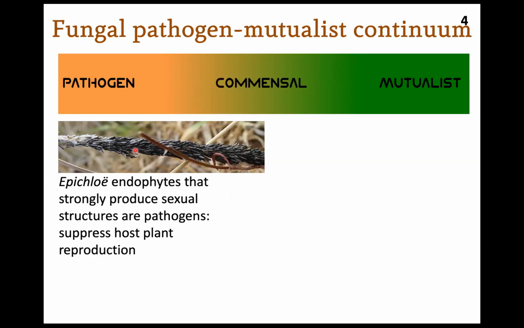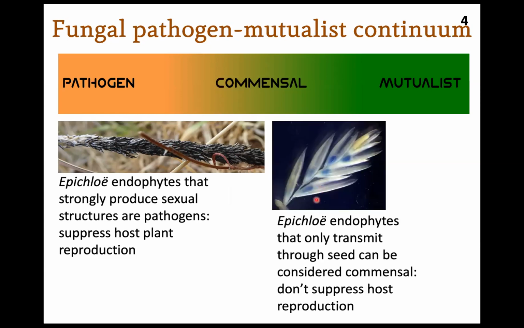So in this sense, you can think of these epicloe endophytes as being pathogens because they're suppressing host plant reproduction. And these are the very strongly sexual species. But we can go down to the asexual species, and these asexual species never produce this effect. They just grow up into the seed, but they never affect the production of seed. They don't suppress host grass reproduction. And so you could consider these to be commensal because they're just growing in the grass and not suppressing the host reproduction. Depending on how much an epicloe endophyte produces the sexual stage versus just doing this asexual thing determines where on this continuum it might lie.